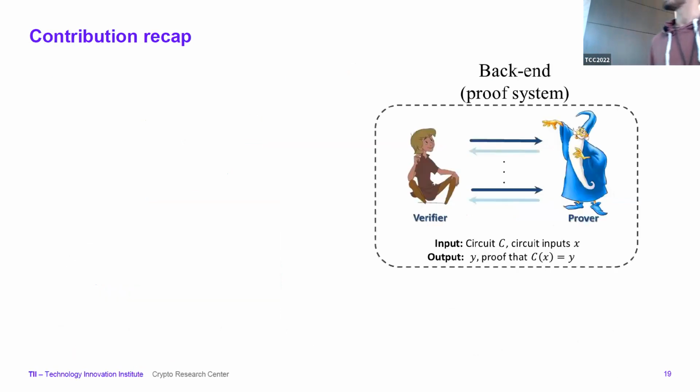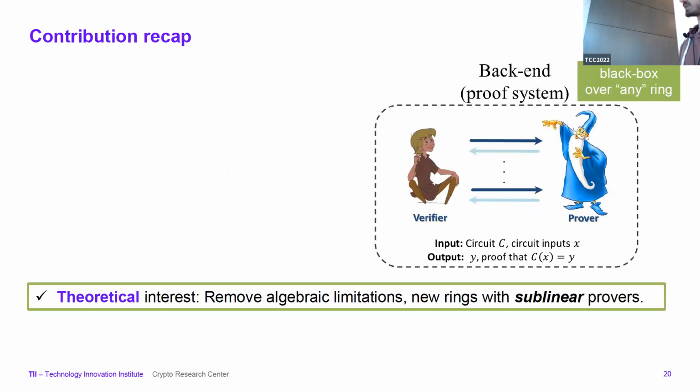And a small recap of the contributions is that now we have a backend, a doubly efficient interactive proof that works over any ring, and I will get to the details of "any" in the next slides. This is theoretically interesting because we are now more aware of what kind of algebraic structure we need to build GKR style proofs. It's also nice that we discover new rings with sublinear provers.